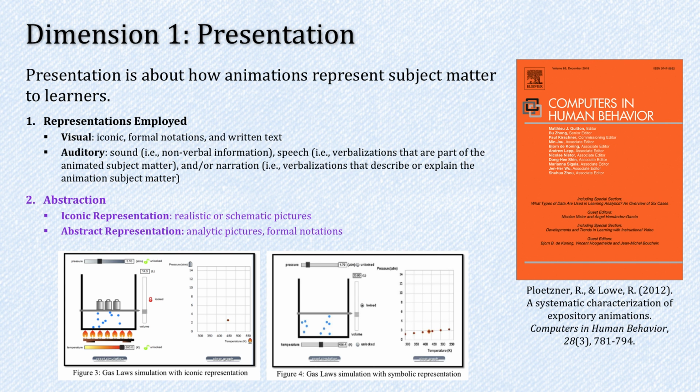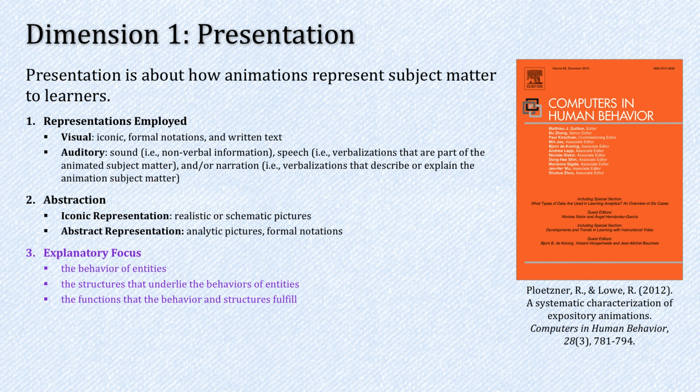So here's an example. This is actually from a simulation, but the picture on the left is showing iconic representations. It's a gas law simulation, and you can see the flames are showing, those are iconic representations of heat. Now, the picture on the right shows the same exact information, but it's really just using abstract or symbolic information. It's not using the iconic representations used in the left-hand interface. So that's an example of how animations can use abstraction differently.